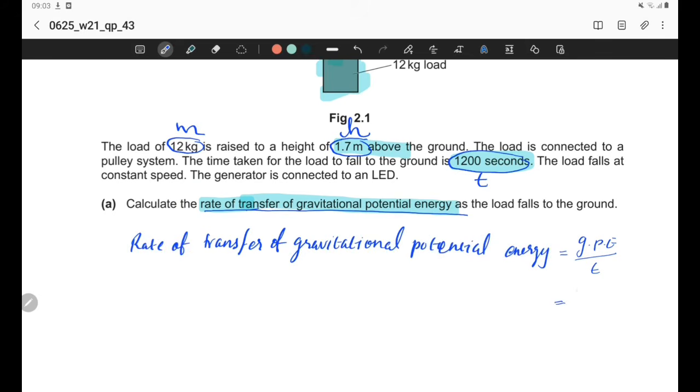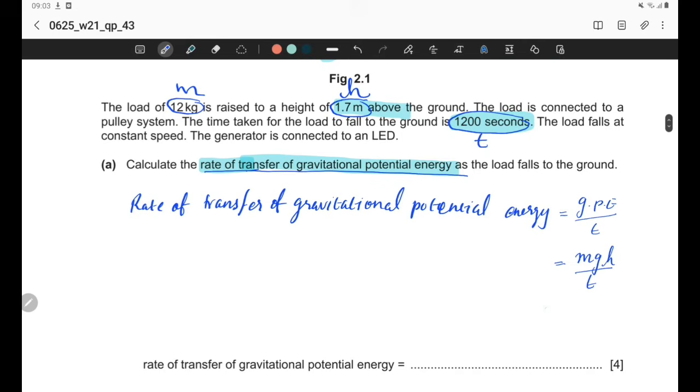Now we know the equation of gravitational potential energy, that is mgh over time. We are provided with the values we can substitute. So m is 12, times g, the gravitational field strength, which is constant, that will be 10, which won't be given in the question but you are supposed to know, times height, which is also given. The height of the object is 1.7 meter. This is gravitational potential energy.